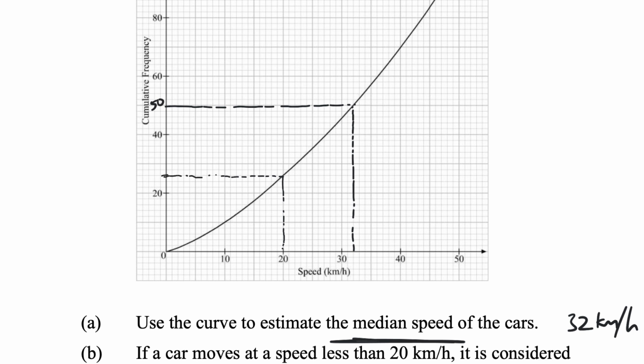Yes, and that data point is 26. That means 26 cars, remember it's cumulative, that means 26 cars were traveling at 20 km per hour and below.